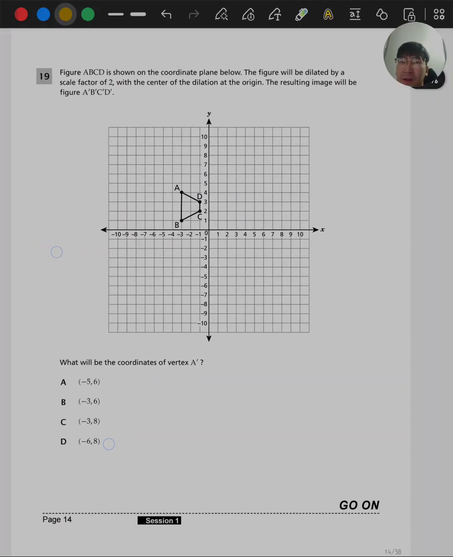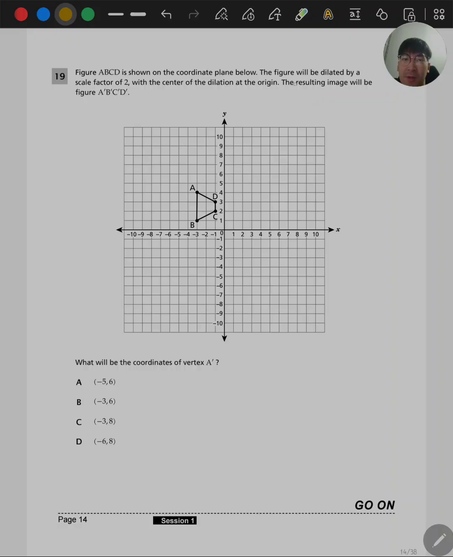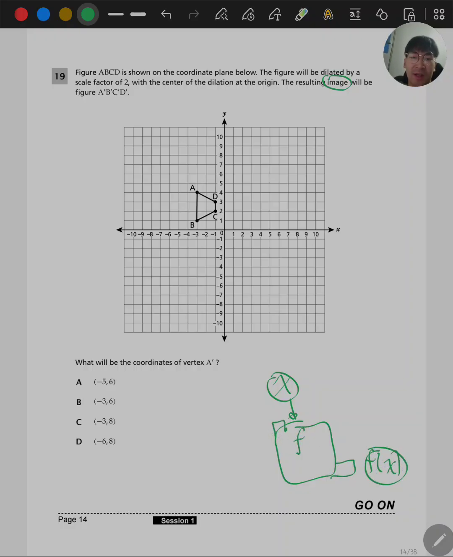So 19. So figure ABCD is shown on the coordinate plane below. Okay, the resulting image. So going back to the transformations, right? Image. This is related to functions, okay? Sometimes they call the output of an input under some function the image. For example, if I have an input x and I put it into my function, let's call this function f, then the output is f of x, right? So a fancy way of saying f of x is sometimes the image of x under f. So anyways, the resulting image, that's what it is, okay?